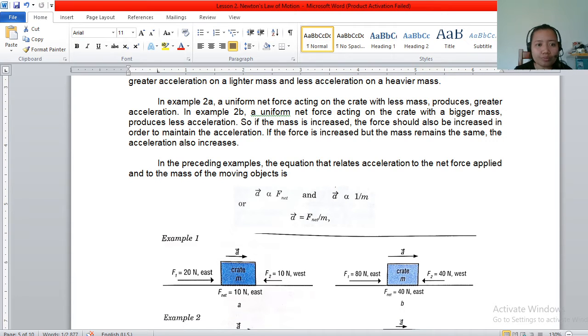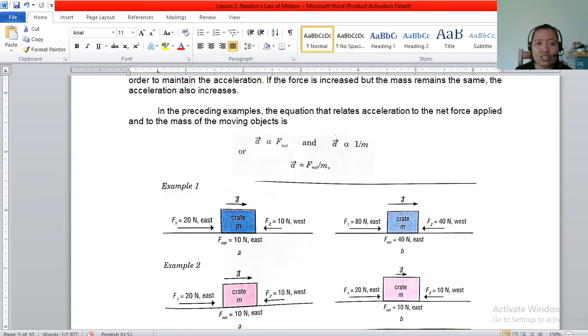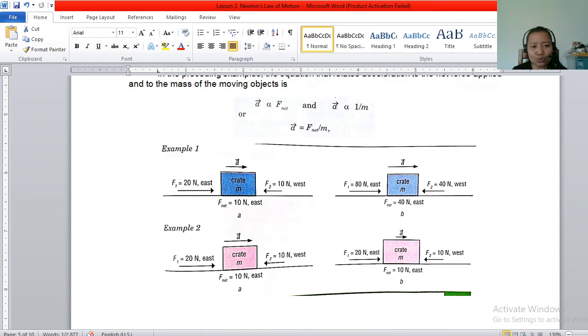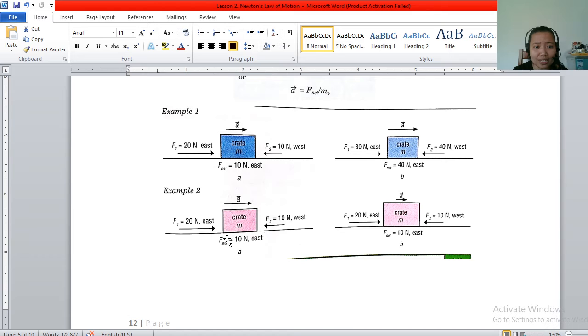So, in the preceding examples, the equation that relates acceleration to the net force applied and to the mass of the moving object is this. As you can see, acceleration is directly proportional to force and inversely proportional to mass. So, example number 2, this is what happened in example number 2 earlier.